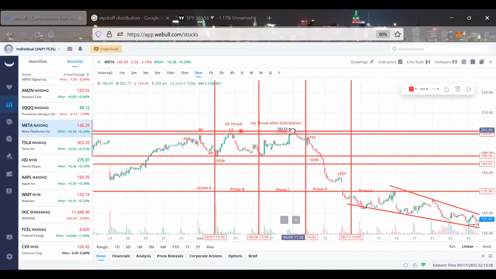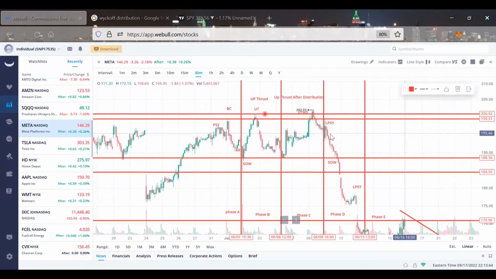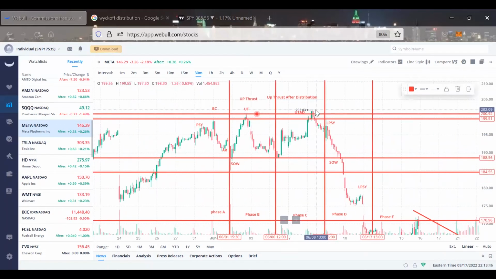Once we have that UTAD, boom. There's no need for us to get that mark. This is the last run up. There's no need for collecting all that liquidity. Once we have all that, boom. Right, retest, last point of supply.